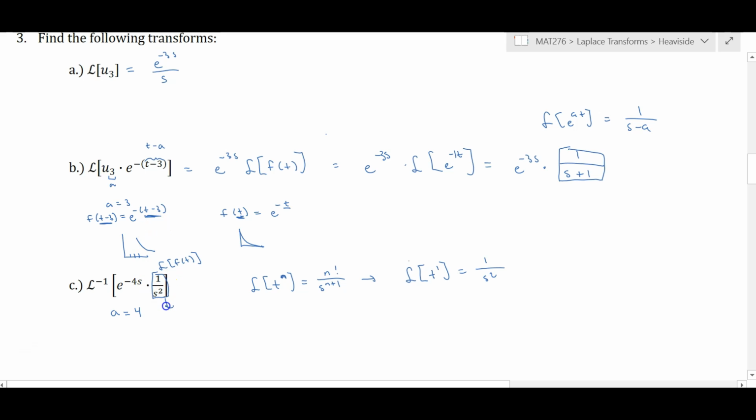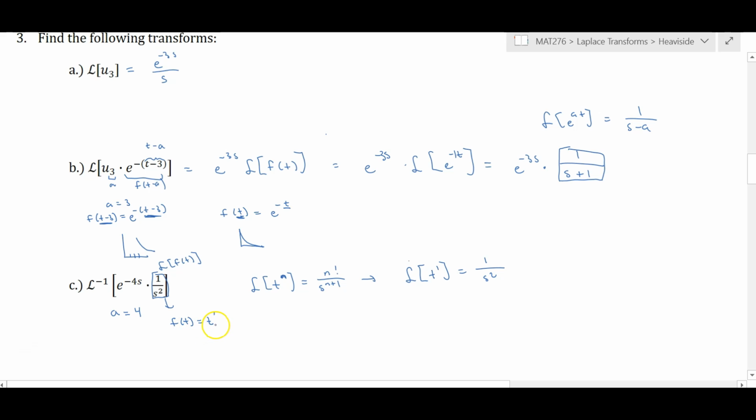So that means that the f of t that produces a Laplace transform of 1 over s squared is the function t to the first power. And now all we're doing is working backwards from where we were in part B. So here in letter C, we're starting with the rightmost portion and working our way back, right? So if our f of t is t, then to take the transform, we would need to know what the f of t minus a is.